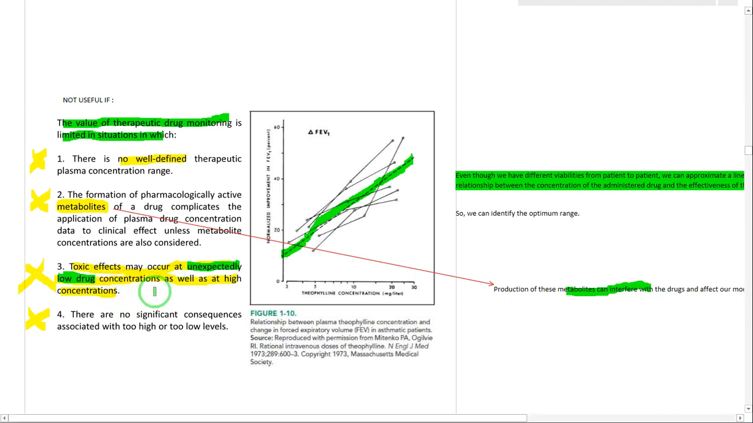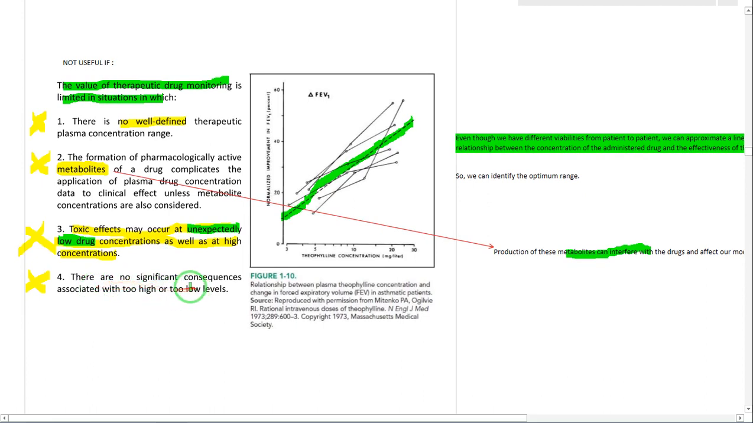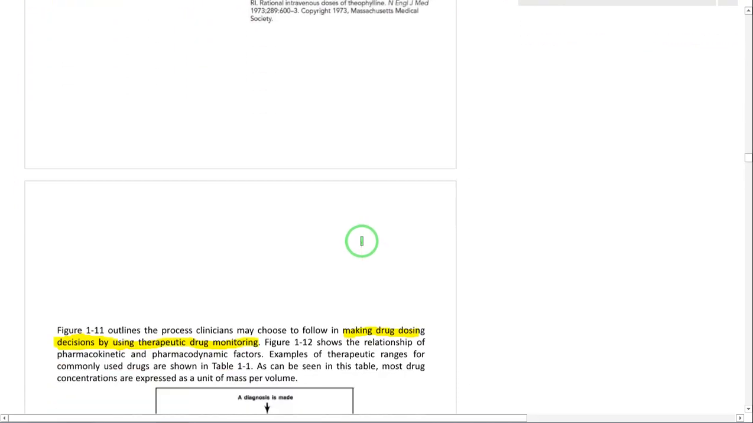So practically there will be no chance for having the clinical trials. Well, and sometimes there are no significant consequences associated with too high or too low levels, so nothing is shown, no efficiency, and nothing happens.